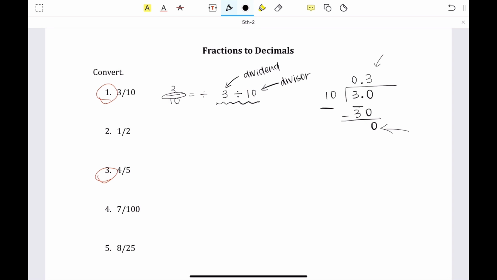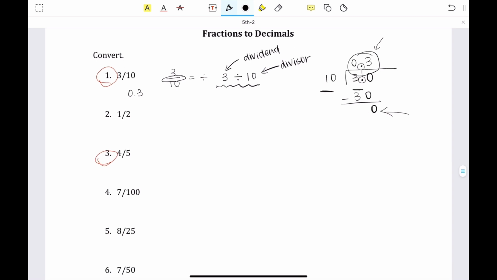Now the reason why I put a decimal point over here is because it aligns with the decimal point I place inside the division sign. So it has to connect like this. So your final answer should be 0.3. So 3 over 10 converted into decimal is 0.3. So the way fraction to decimal works is through the division sign. So we're going to do the same thing for 4 over 5.